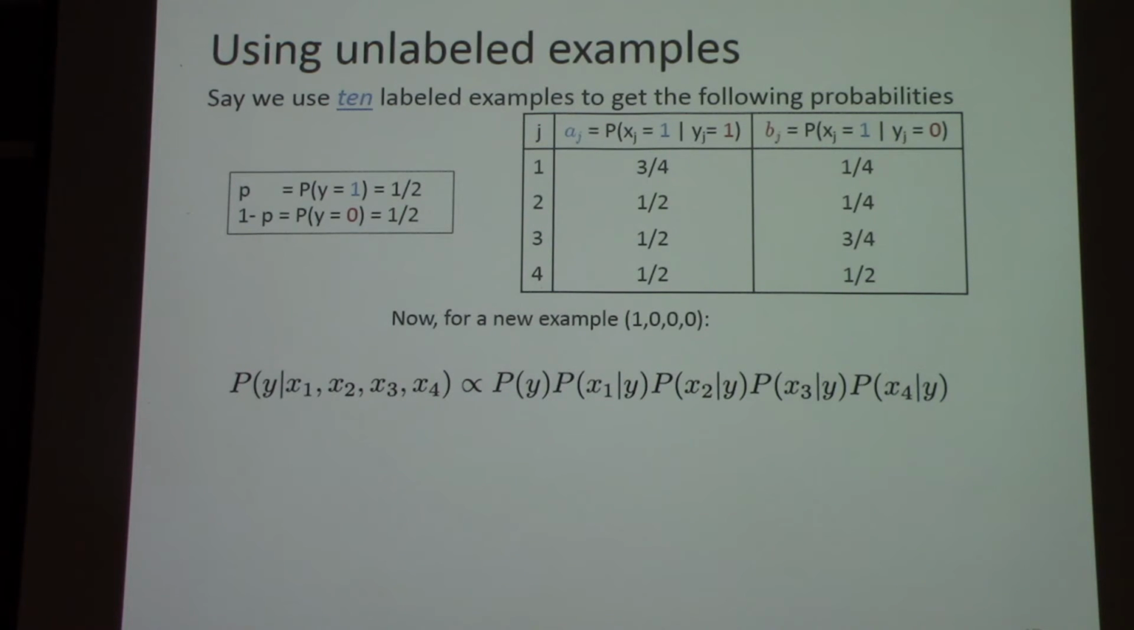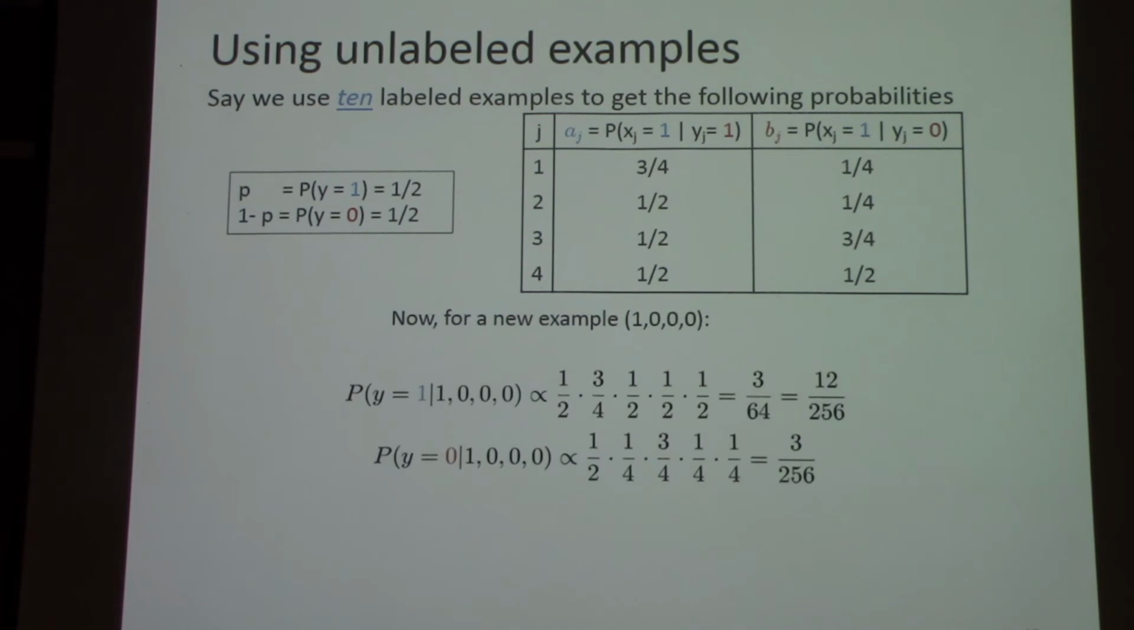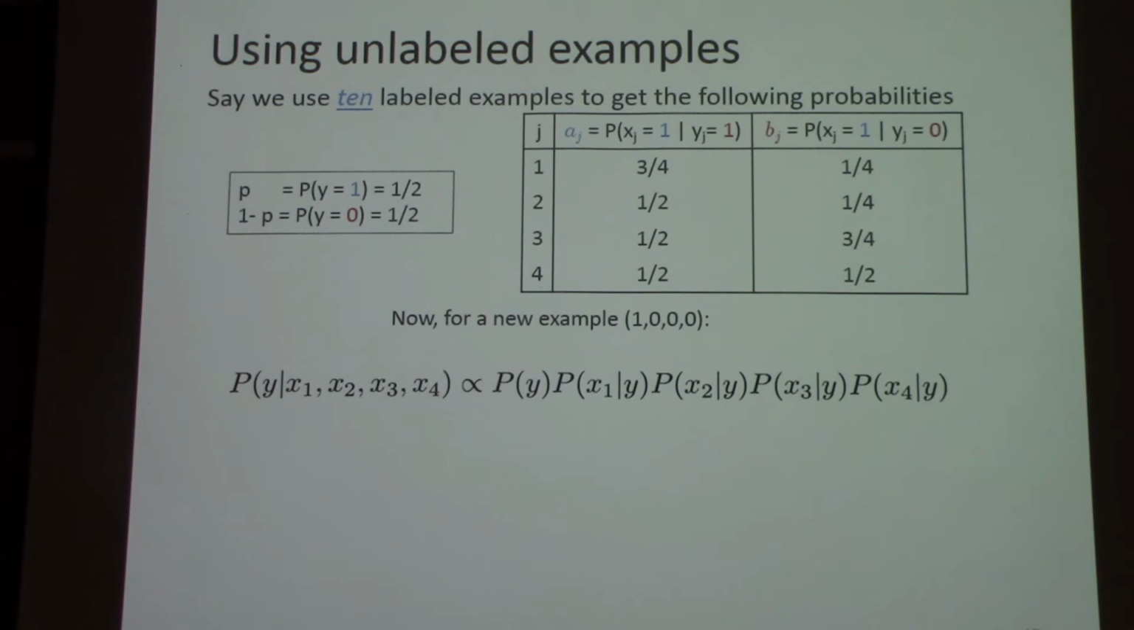Just to remind you, this cell here says what is the probability that the second feature is 1 if the label is 0. So let's say we've used 10 training examples to get these numbers. And now we have an unlabeled example, 1, 0, 0, 0. I can predict this quantity. The naive Bayes assumption says the probability of a label given the features is simply the product of the prior and all the likelihoods.